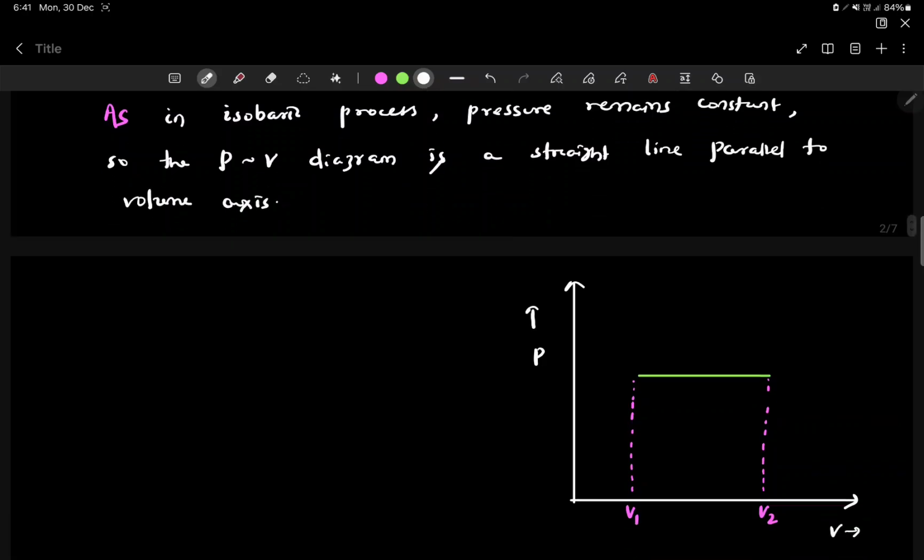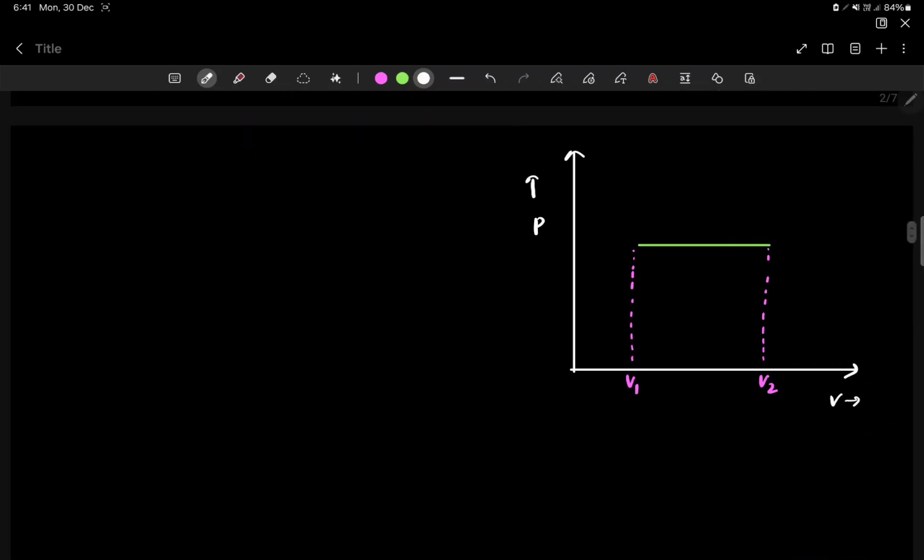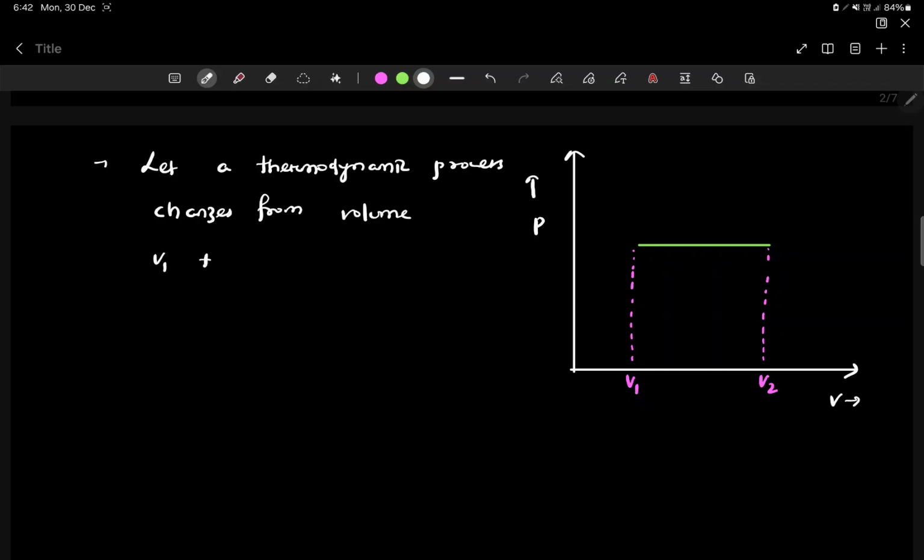Okay, so as per the figure, let's write: let a thermodynamic process change from volume V1 to V2 at constant pressure P, as shown in the figure.